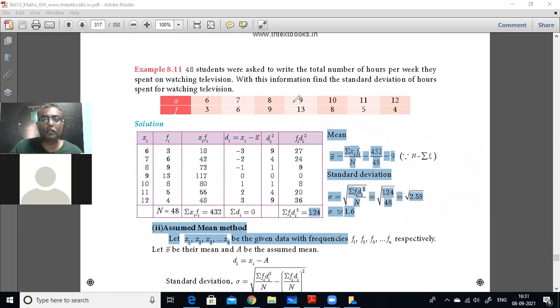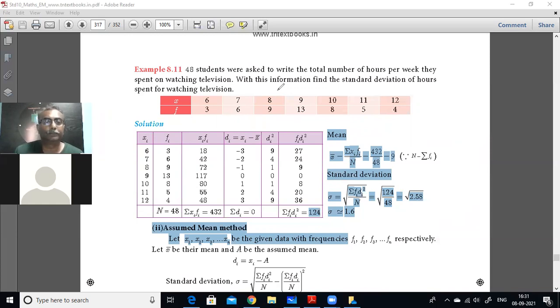Okay, now let us go and do the assumed mean method. So what is this mean method? First step is to find the arithmetic mean, x bar. x bar is sigma xi fi by n. That is the arithmetic mean, the formula you learned in 9th standard for discrete frequency data. So you find the mean, then the deviation will actually be from the real mean you have found. It will not be from the assumed mean.